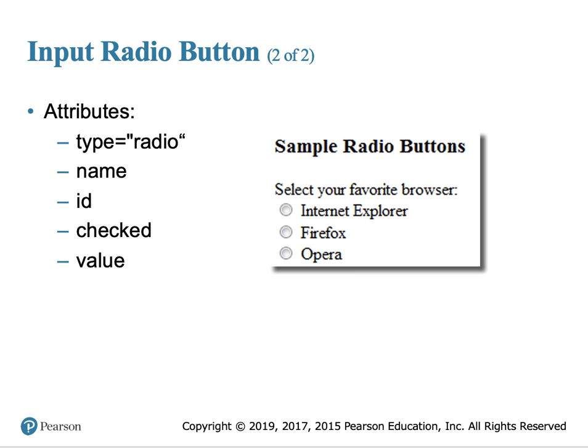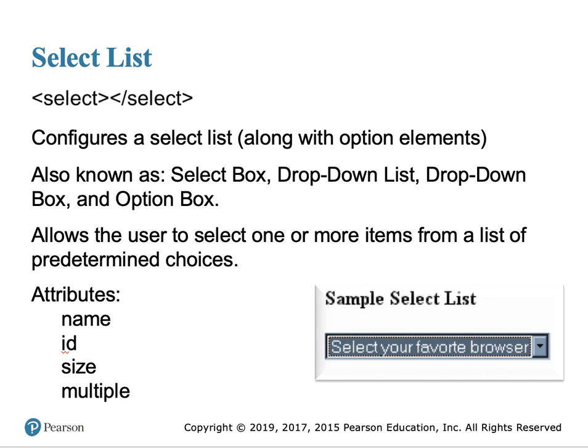Radio buttons are used when only one item can be selected. Radio buttons are used for mutually exclusive items. In this example, the question is to select your favorite browser, and they are allowing the user to select just one. The select element is used to create a drop-down select list, allowing the user to select one or more items from a list of predetermined choices.